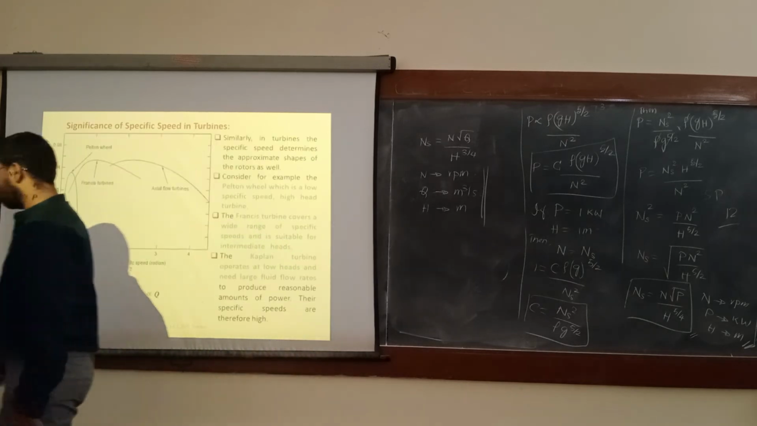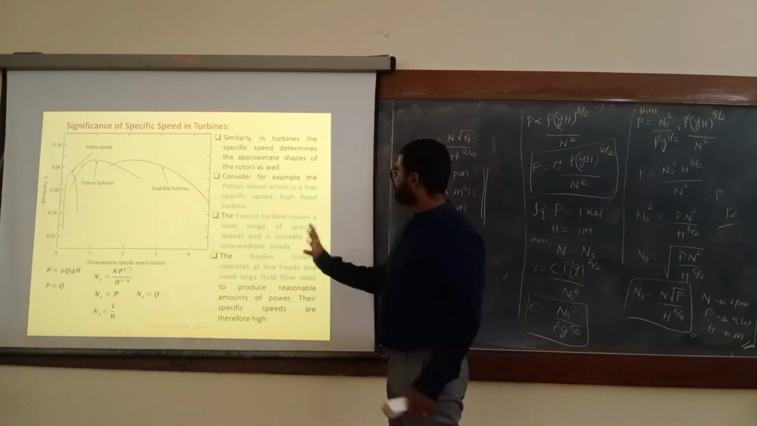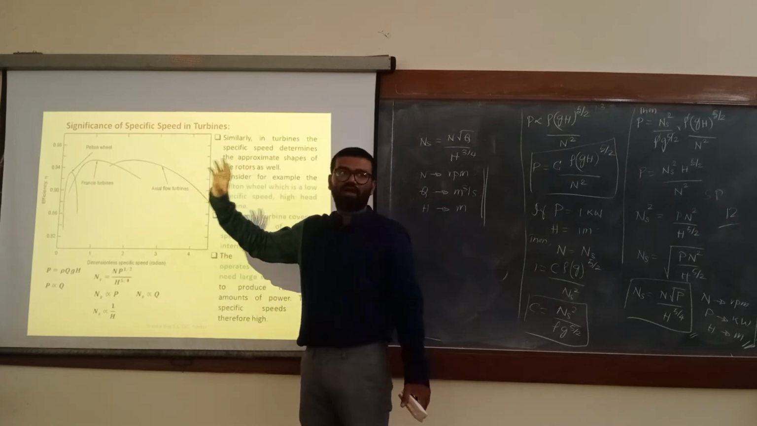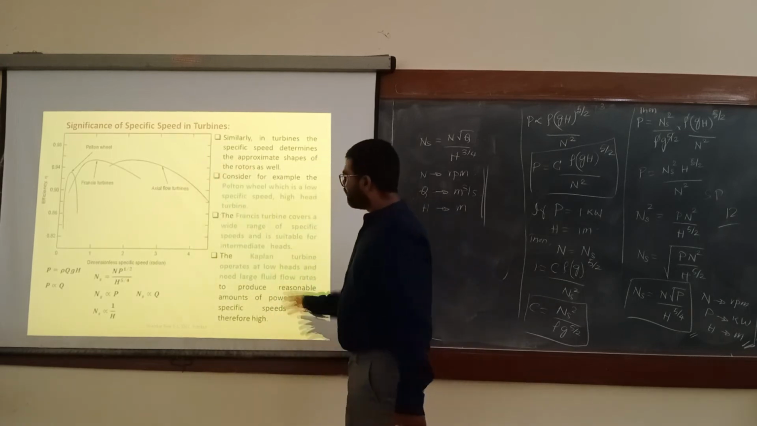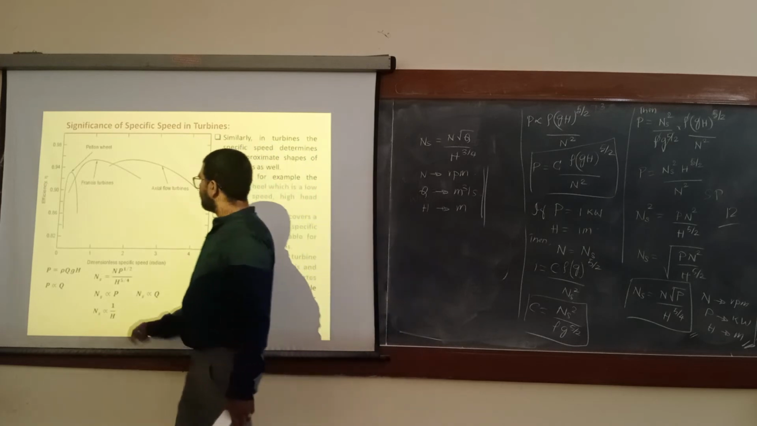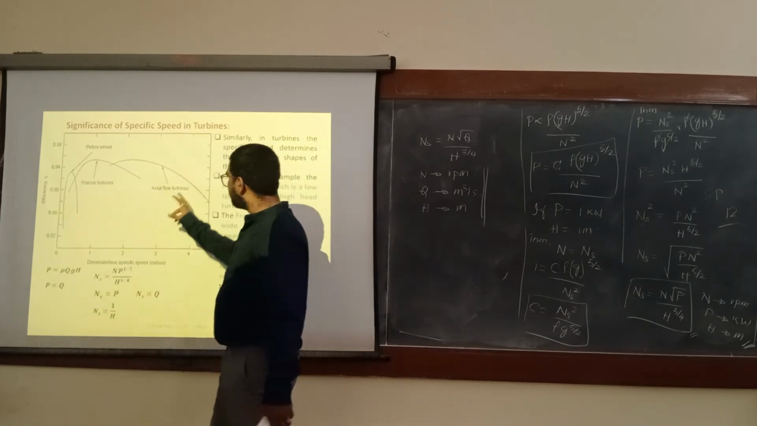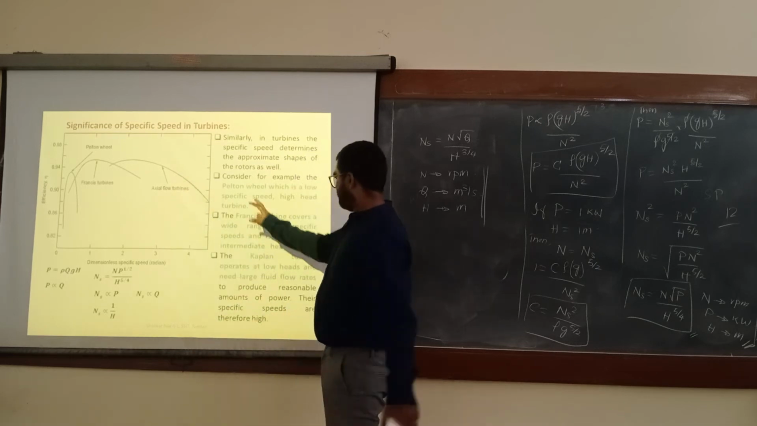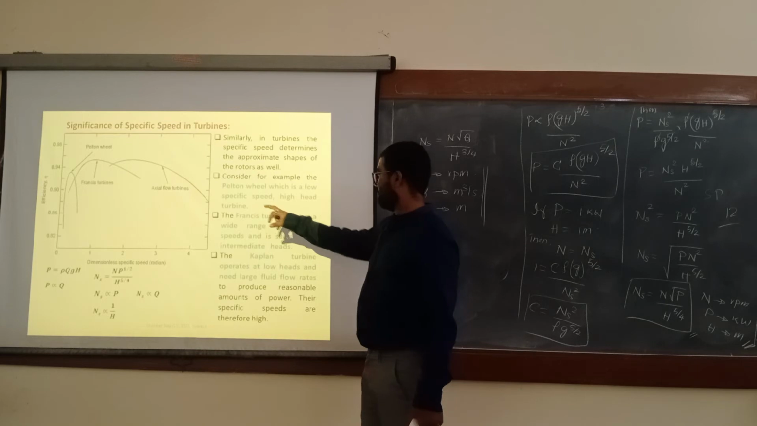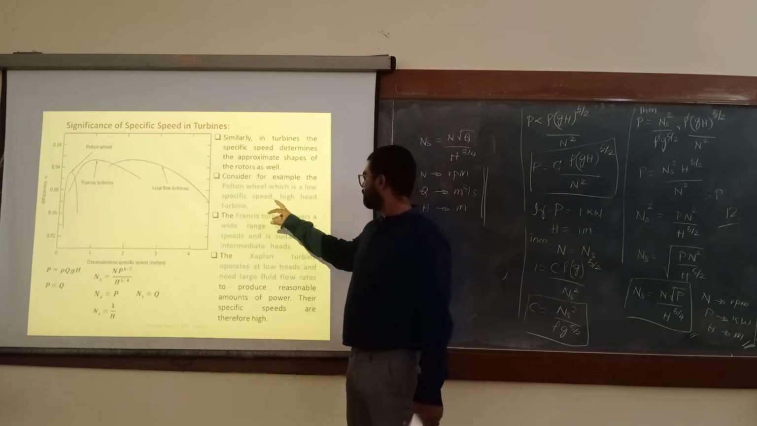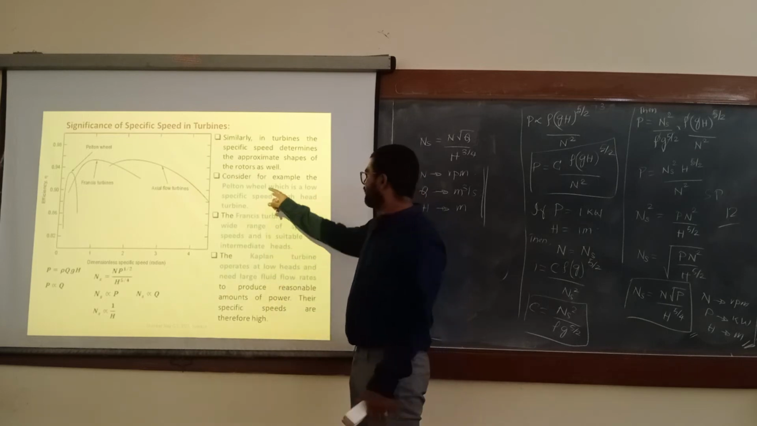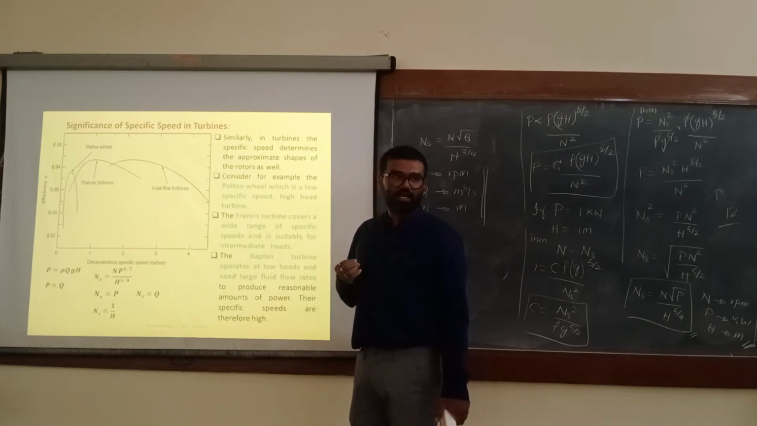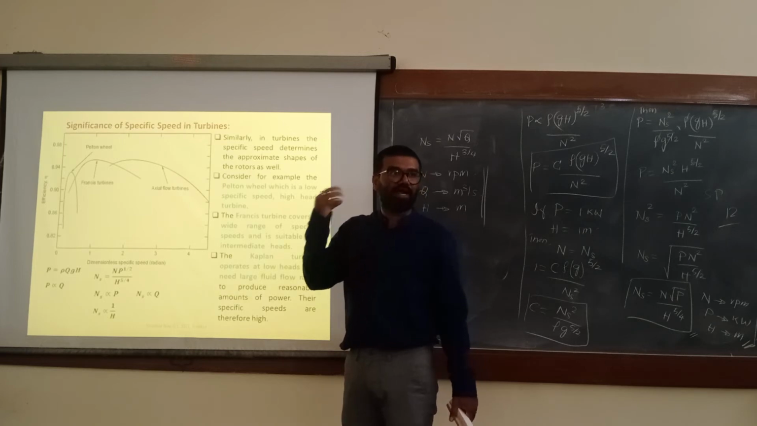Similarly in turbines also, based on the specific speed we can decide the shape of the rotors. Here we have the three types of turbines: the Pelton wheel turbine, the Francis turbine, and the axial flow turbine, which is also known as the Kaplan turbine. Generally, the Pelton wheel is a low specific speed and high head turbine. That means Pelton wheels work efficiently under low discharge and high heads.